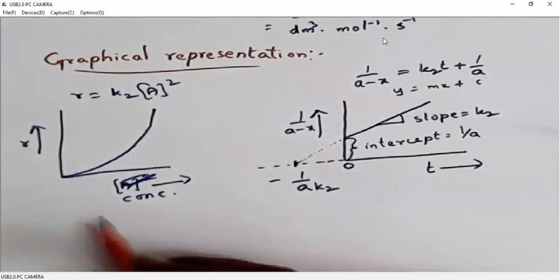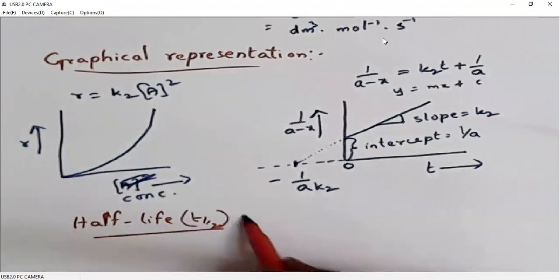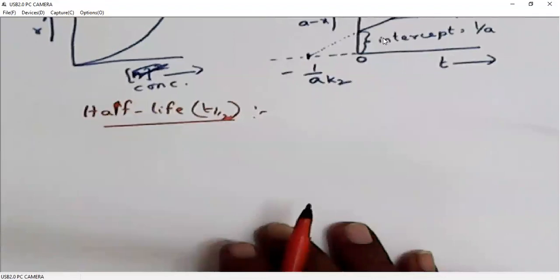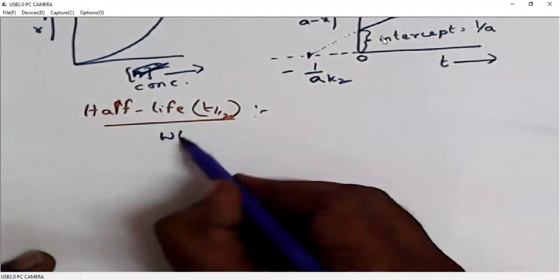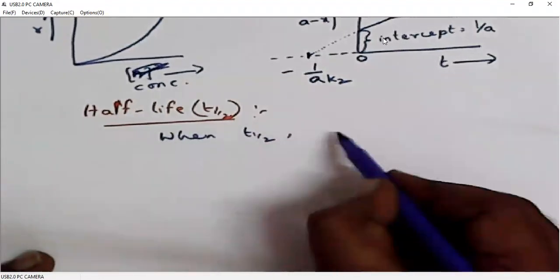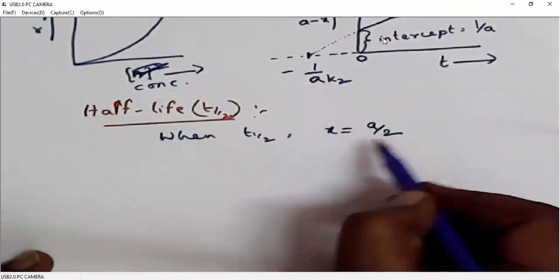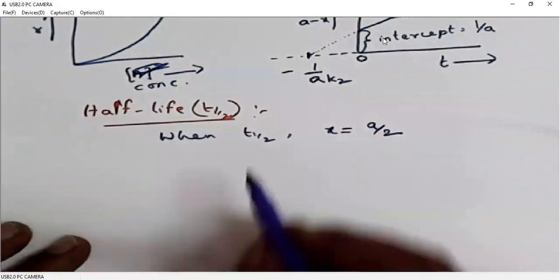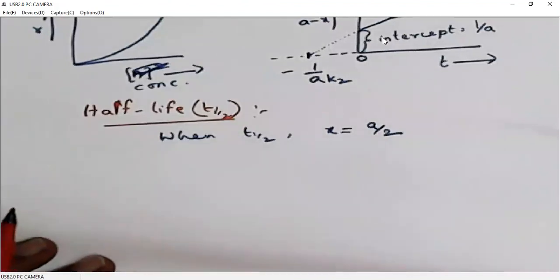Now we will derive the expression for the half-life of a second order reaction. What is the half-life? The time required for a reaction to be half completed. That means half of a will be converted to product. So when you want to calculate t half, half of a is converted to x. So we need to substitute x is equal to a by 2 and t is equal to t half in the integrated rate expression for a second order reaction.